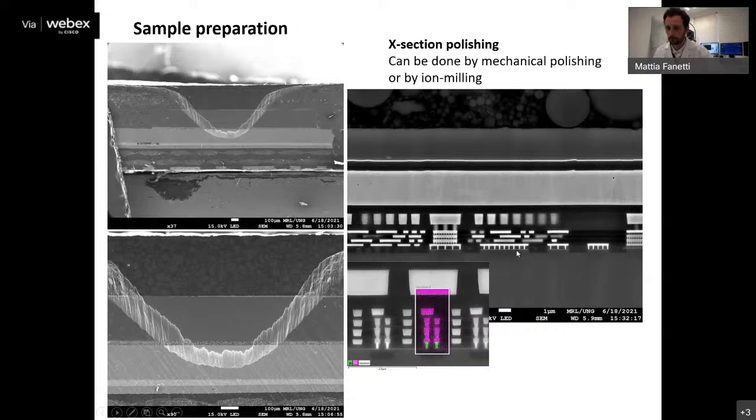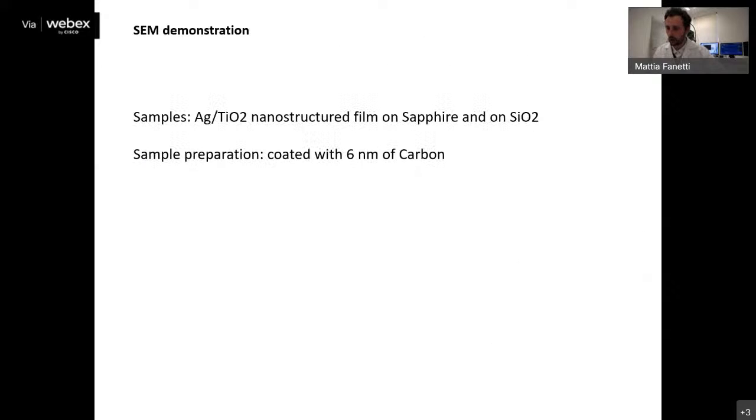Okay, so now, after so much speaking, I would like to show you something live. Of course, it is not like having you here, but I can try to give you a feeling of what a typical SEM session is. The sample that I am going to show you is a nanostructured thin film of silver together with titanium dioxide, which is deposited.